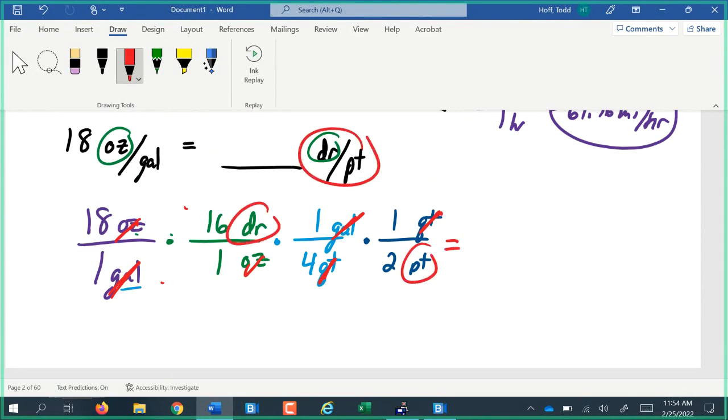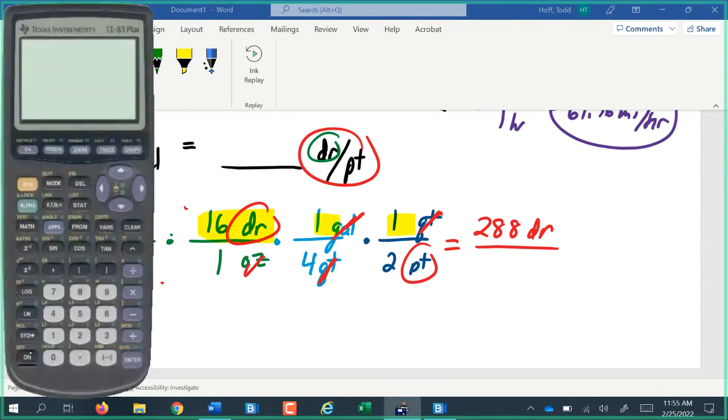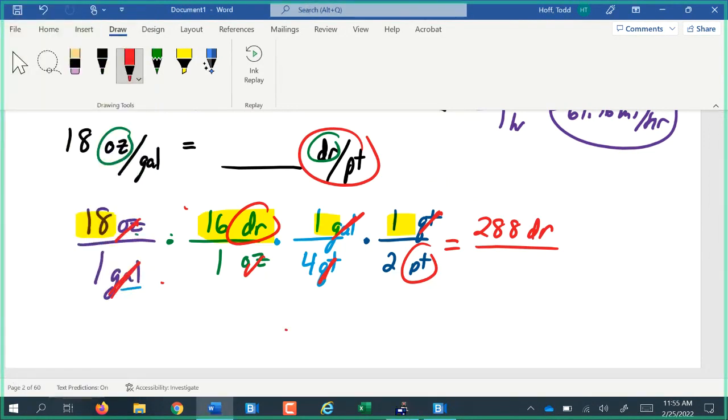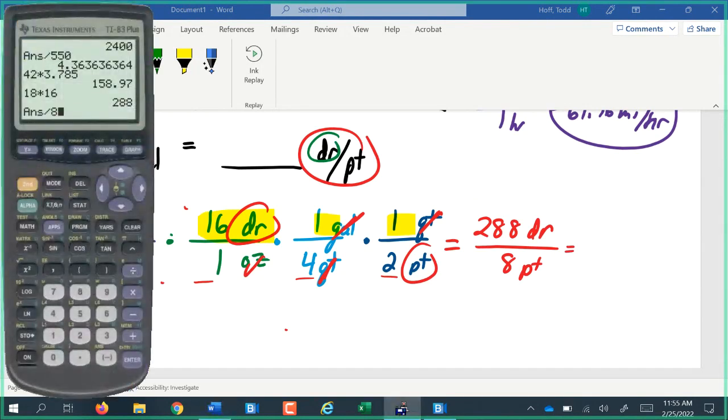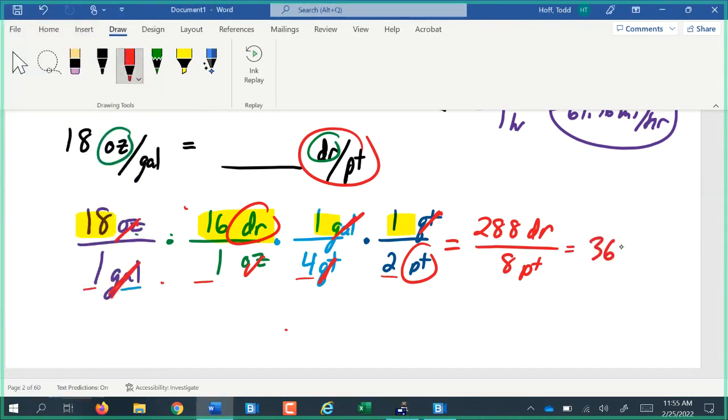So on top, we'll go ahead and multiply. 18 times 16 drams times 1 times 1. What is that? 288, I believe, drams. Let me double check that. 18 times 16 is 288. On bottom, we have 1 times 1 times 4 times 2 pints is 8 pints. And we divide that out. 288 divided by 8 will give us 36 drams per pint.